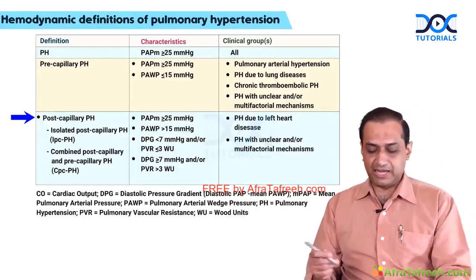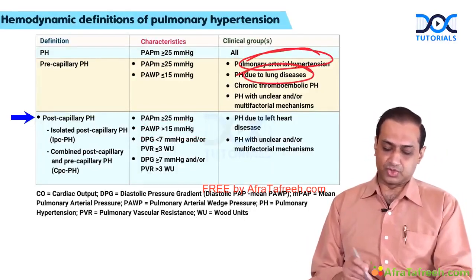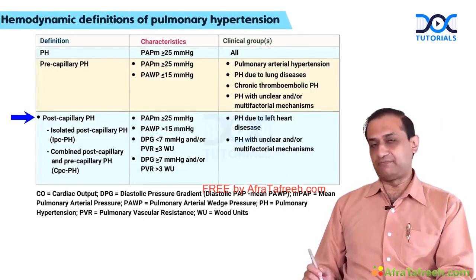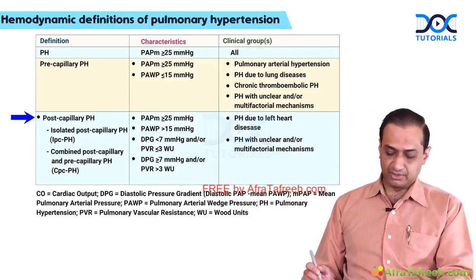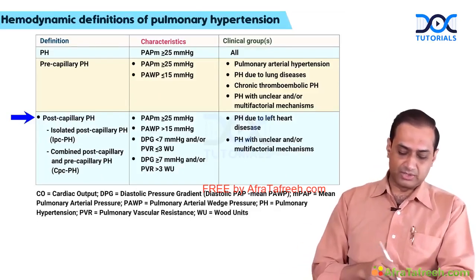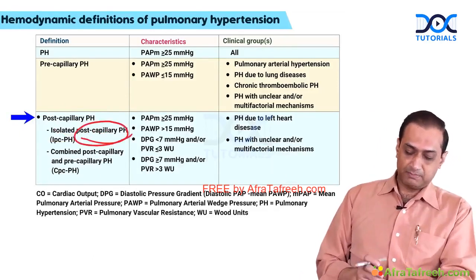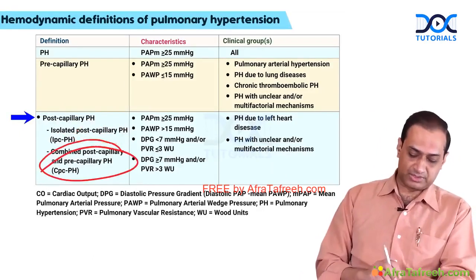So, the causes of pre-capillary PH are pulmonary arterial hypertension, lung disorders, and thromboembolic PAH. Patients with multifactorial disorder can present with either of them. Patients with left heart disease would come with a post-capillary PH. These can be either isolated post-capillary PH or combined pre and post-capillary PH.